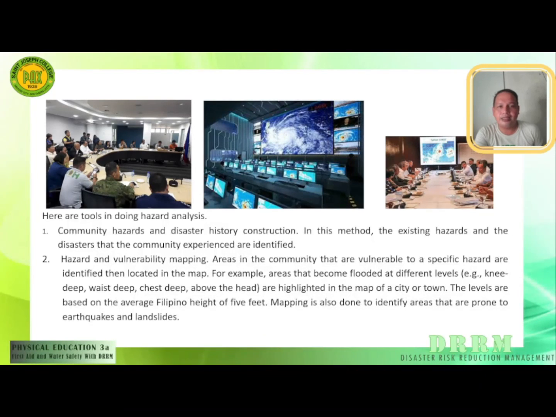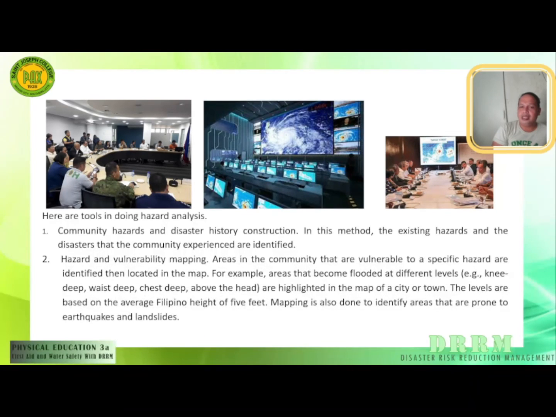Here are the tools in doing hazard analysis. One, community hazards and disaster history construction. In this method, the existing hazards and the disasters that the community experienced are identified. For example, this area is high risk for landslide because of the content or the quality of the soil on the mountain, or for example this river, they have to check the frequency of flooding, so that if greater, strong or heavy rains are coming, the population living beside the river can be easily evacuated.